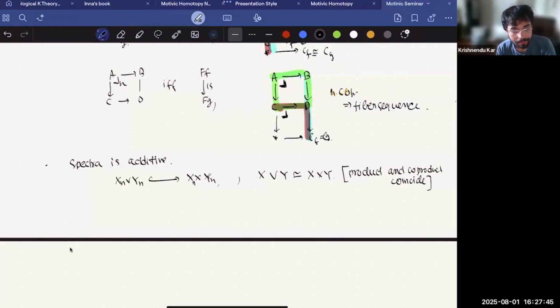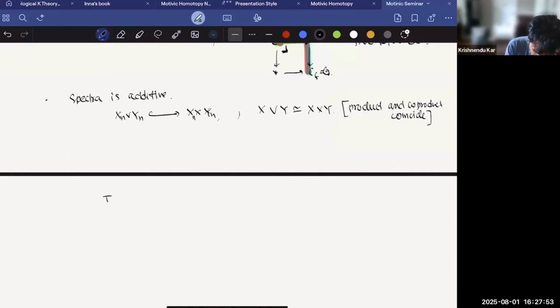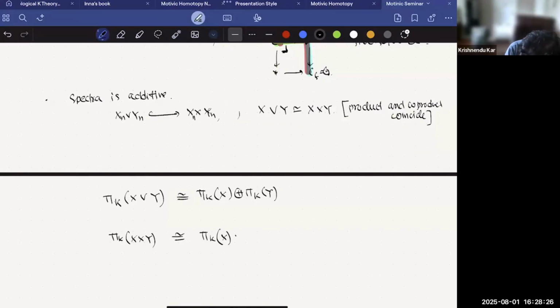So for that, let me see, your pi_k of X wedge Y is isomorphic to your pi_k of X direct sum your pi_k of Y, and pi_k of X cross Y is isomorphic to your pi_k of X cross pi_k of Y, right?